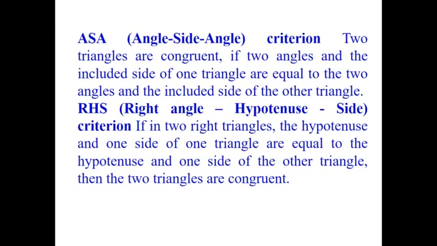Then ASA, angle side angle criterion. Two triangles are congruent if two angles and the included side of one triangle are equal to the two angles and the included side of the other triangle. Next, RHS, right angle hypotenuse side criterion. If in two right triangles the hypotenuse and one side of one triangle are equal to the hypotenuse and one side of the other triangle, the two triangles are congruent.